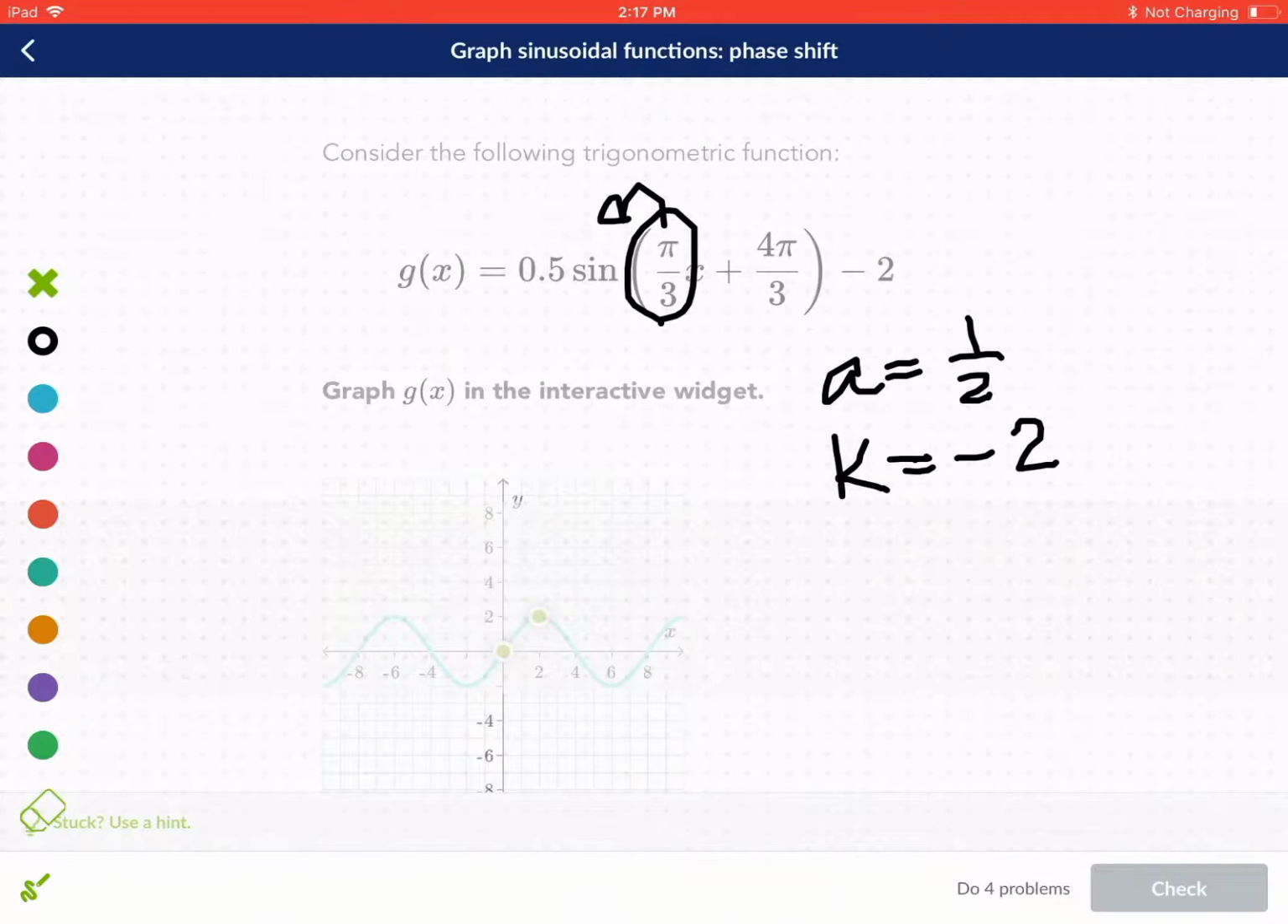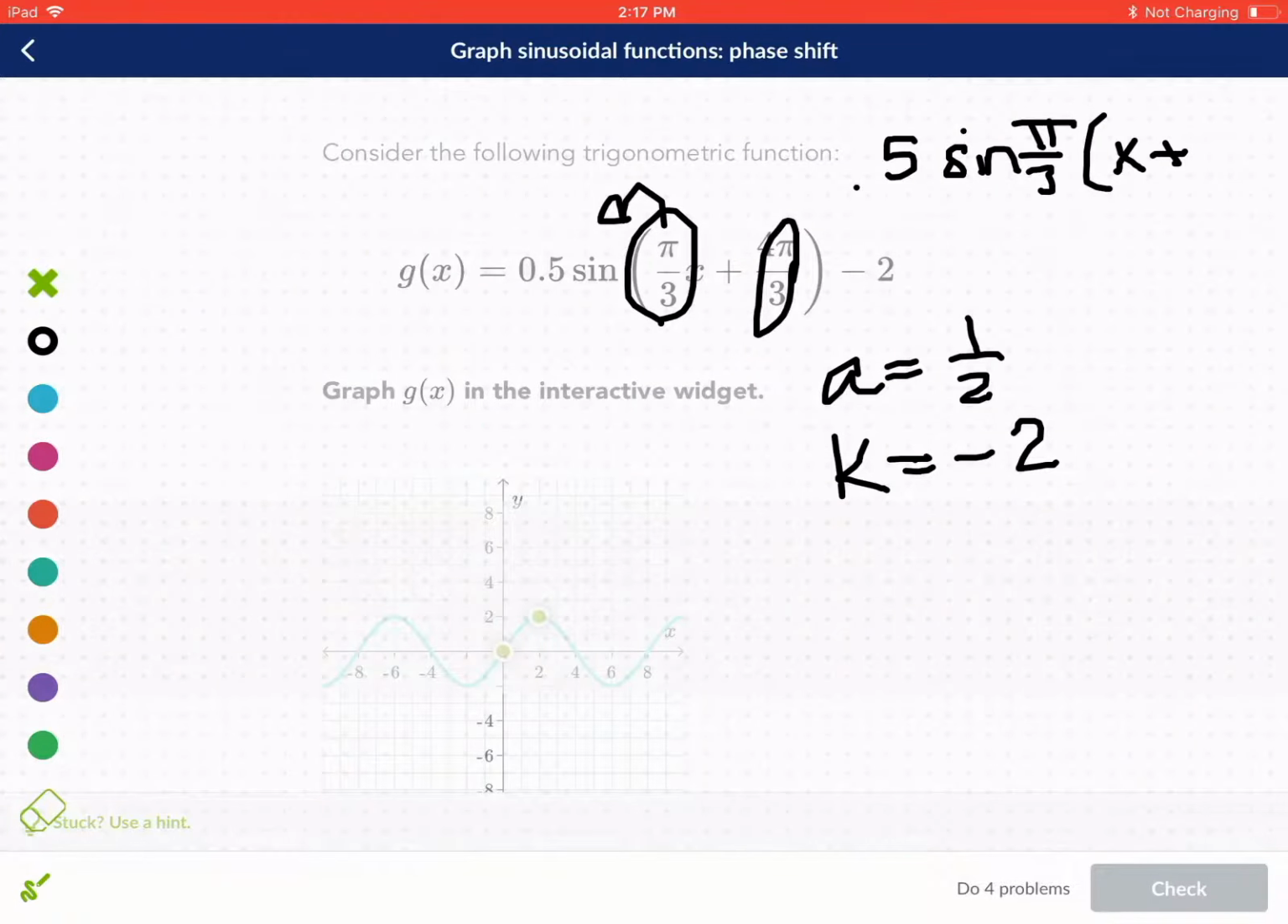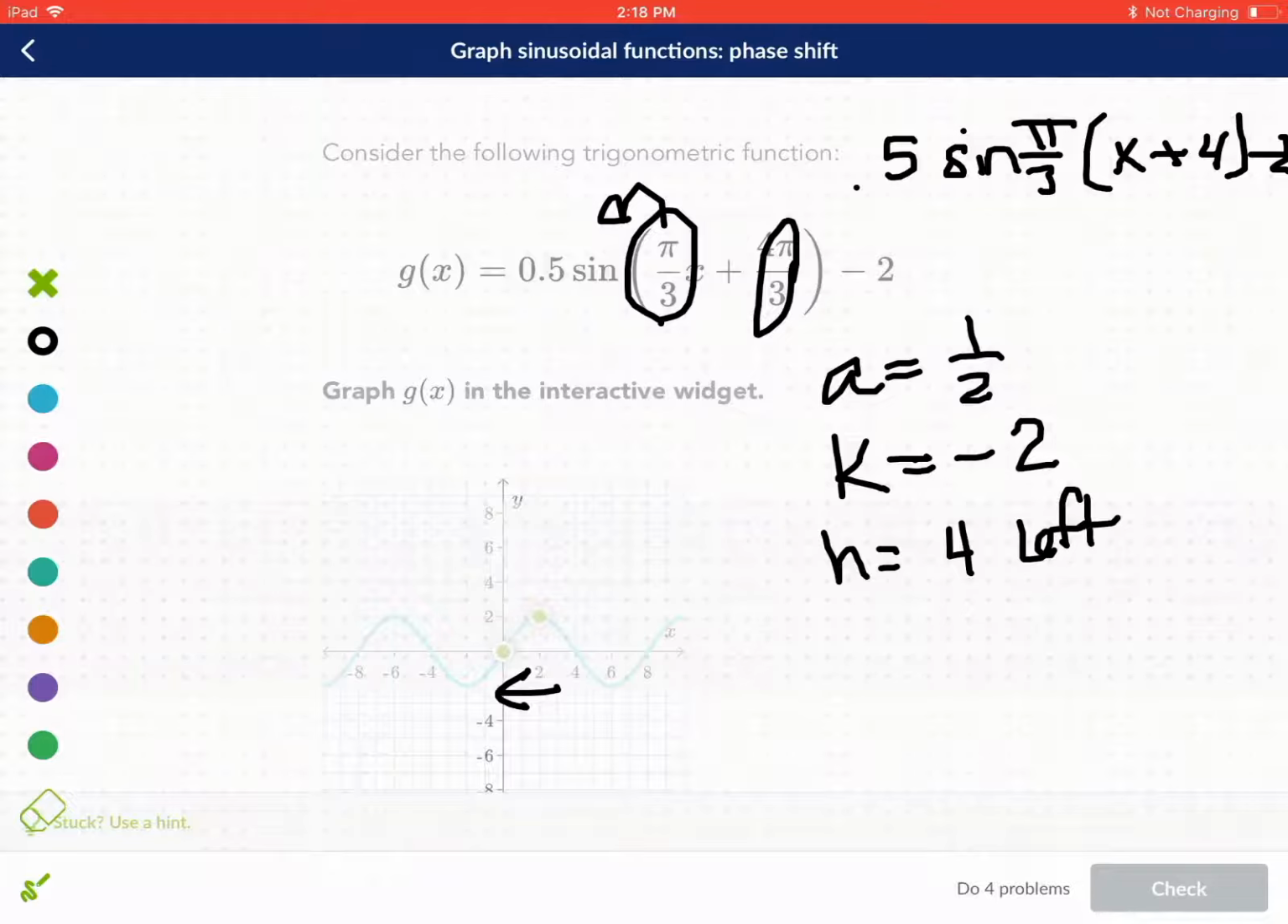So if we have 0.5 sine, and I take out a pi over 3, I'm left with just an x, okay? And then when I take out a 1 pi over 3, we're left with a 4 there. Okay, and there's a -2 at the end. So my h is actually 4 to the left. Okay, so we're going to have to move this over to the left 4 after we factored out that pi over 3.